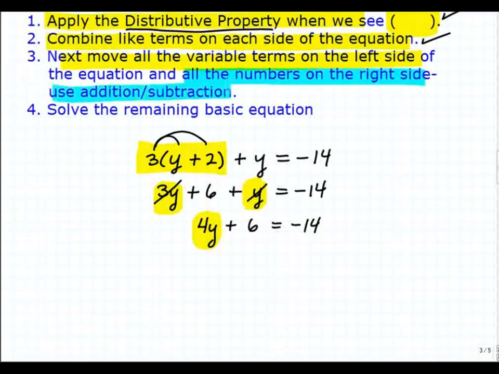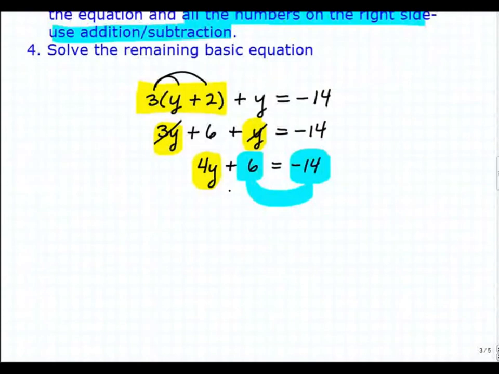And I'm going to use addition and subtraction inverse operations to do that. So here I have a 6. I don't want that 6 there. I need to get that 6 over to the right-hand side with that negative 14. So I'm going to subtract 6 from both sides of the equation.